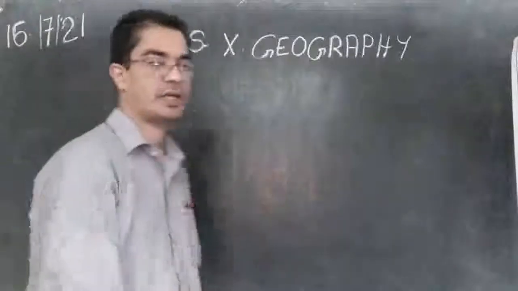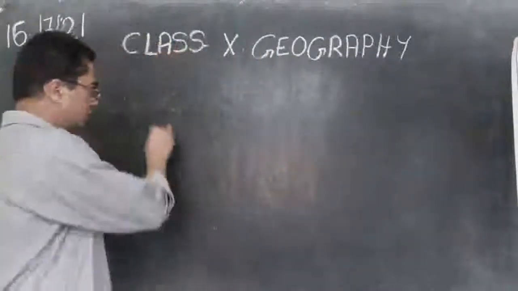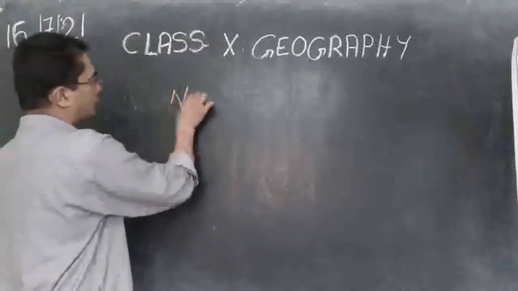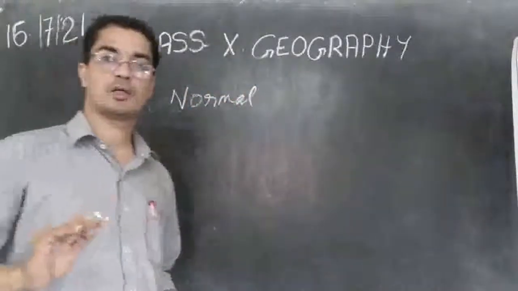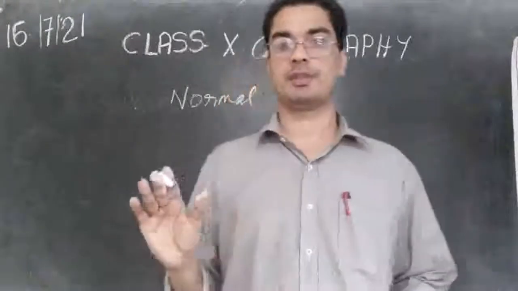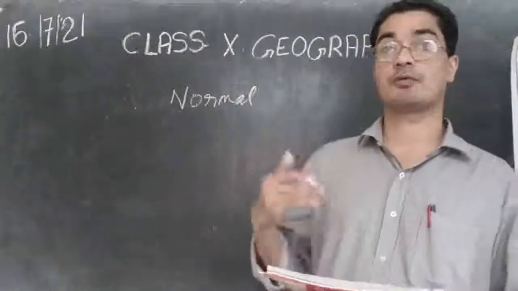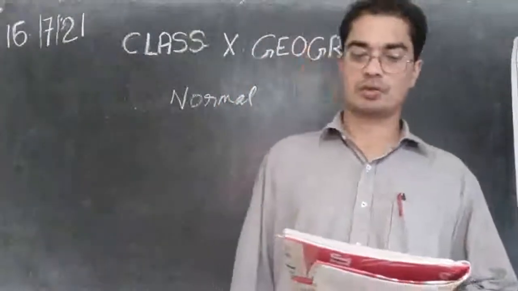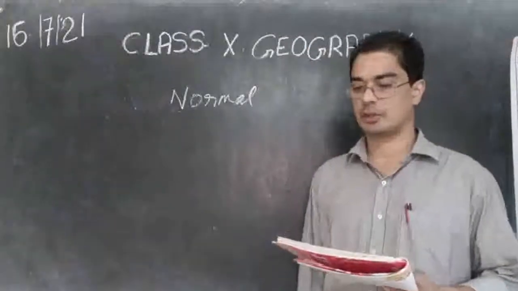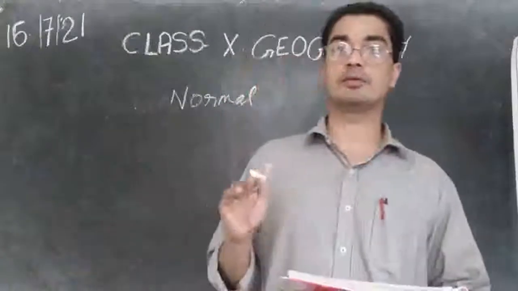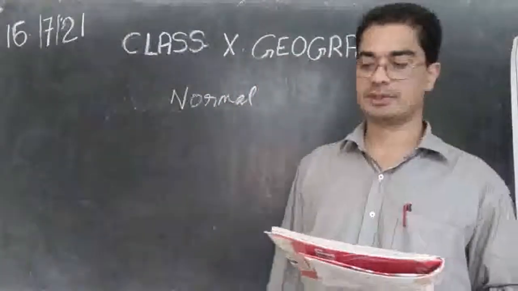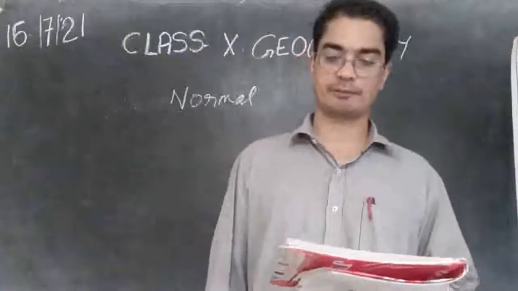So from the name itself we can understand, normal. They are normal. They are not under threat. There are a sufficient number of species for surviving. So normal species are those whose population levels are considered to be normal. There are enough species and population.